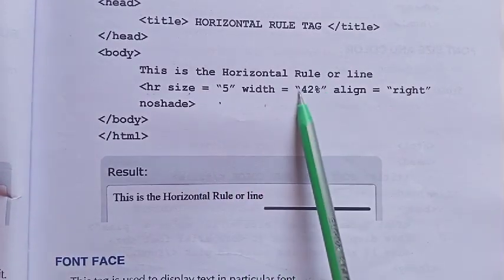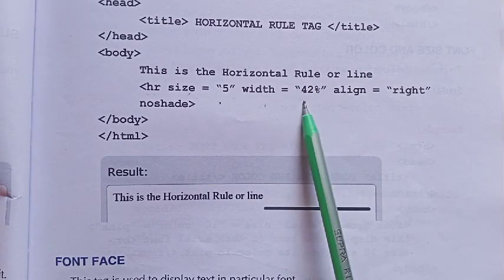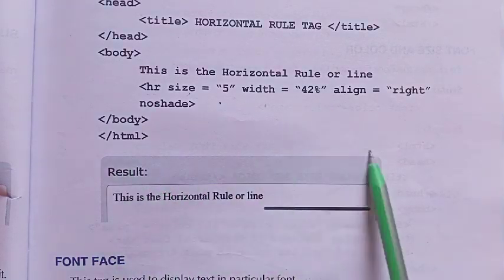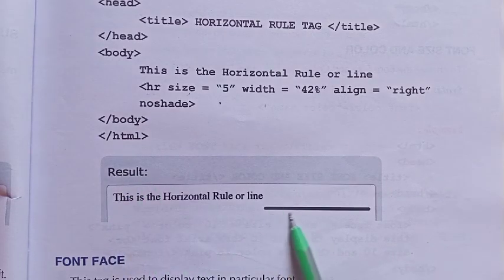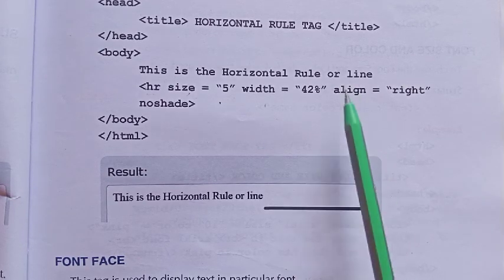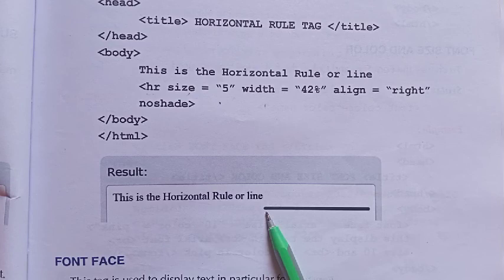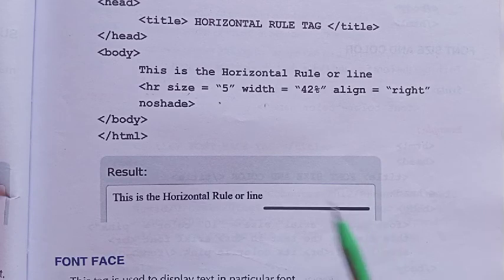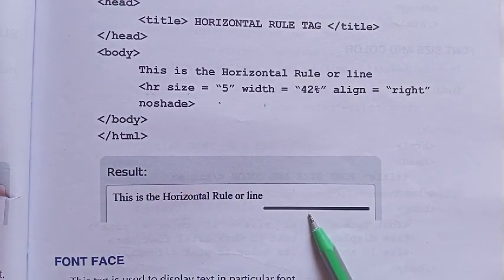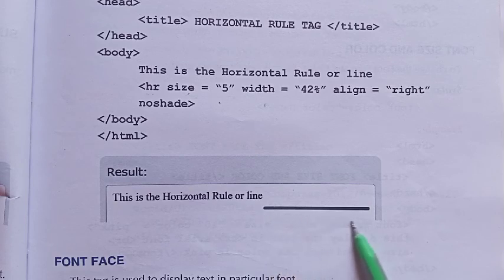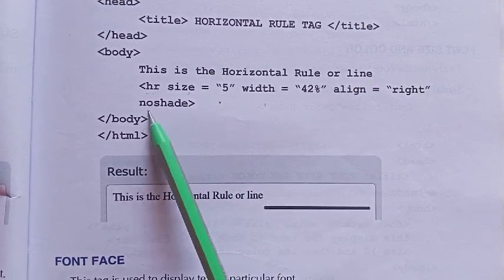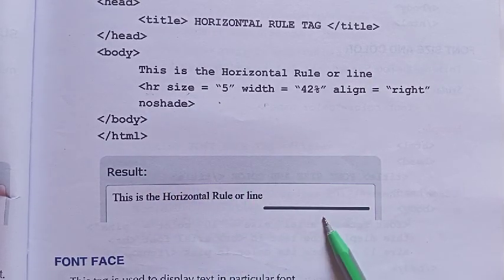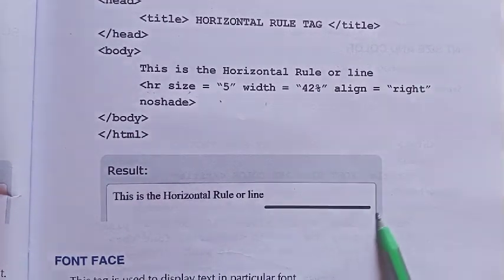The width is 42%. You can give it in the pixel also, in the percent also. 42% means of the total size of the window, 42% space will be occupied by the horizontal rule, by the horizontal line. Align equals to right. This line will be aligned towards the right of the page. So you can see here it is aligned towards right. No shade. We are going to make a solid line. No shading is to be done. So you can see that the line that appeared is quite dark, quite bold line you got over here. So here no shade has made this as a solid line. Finally close it and you will get the line as this.